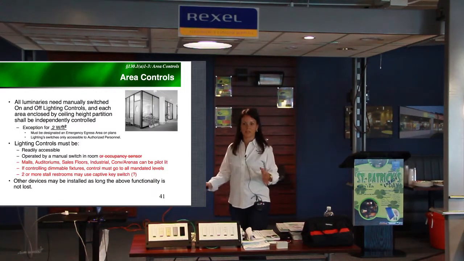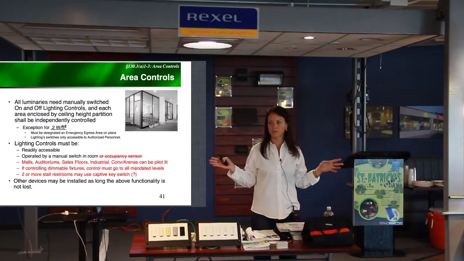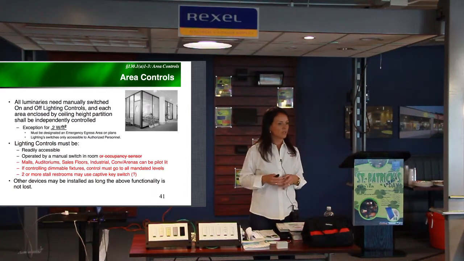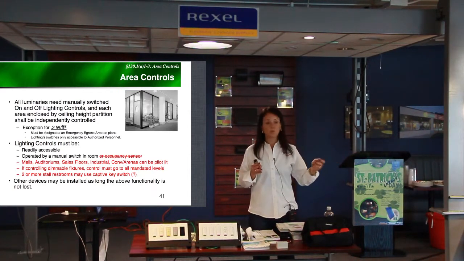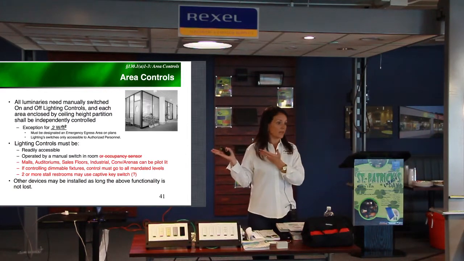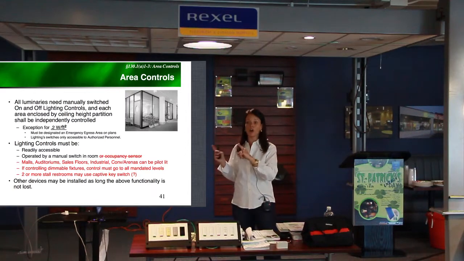First one, basic lighting controls. We've always been doing that for, I don't know, over 100 years. If there is a space, there has to be a switch to turn the light on and off. That's pretty basic. That's in Title 24. That's what they call area control. It doesn't mean a manual on occupancy sensor.